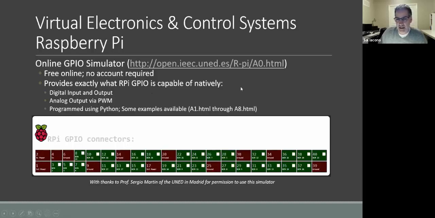It does provide some examples. So here I say A1 through A8. Here's the link, and it says A0. So if you want to see any examples using this link, you can simply change that to a 1, 2, 3, 4, 5, 6, 7, 8. Well, let's have a look at that.